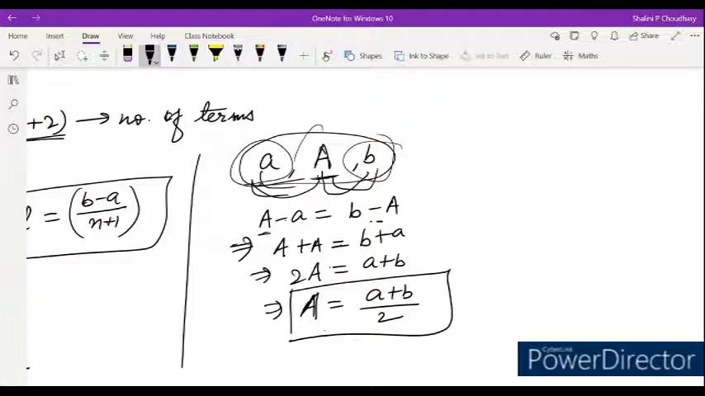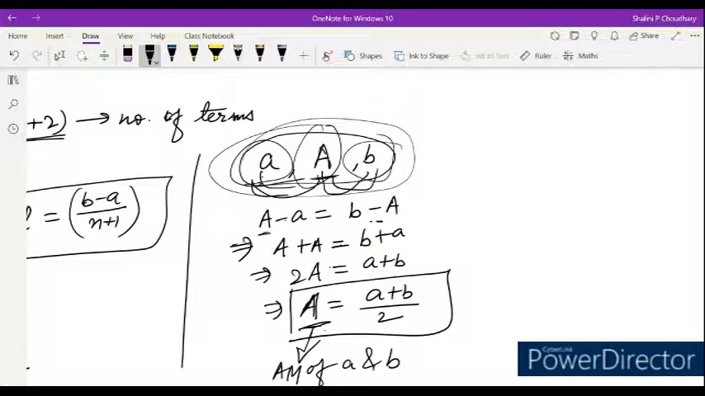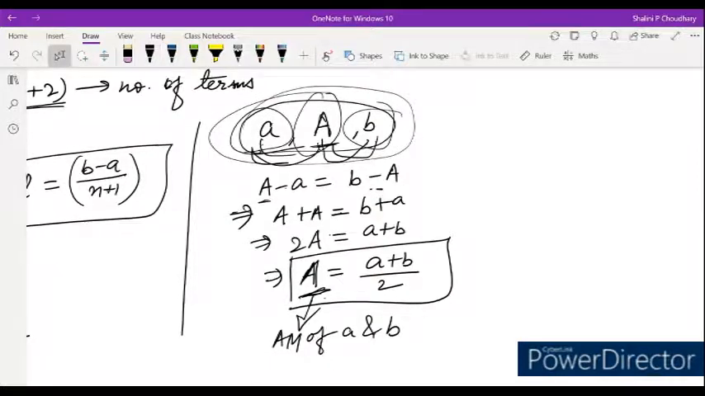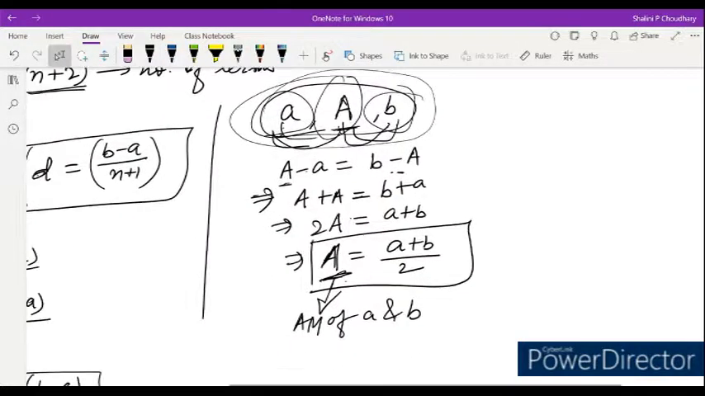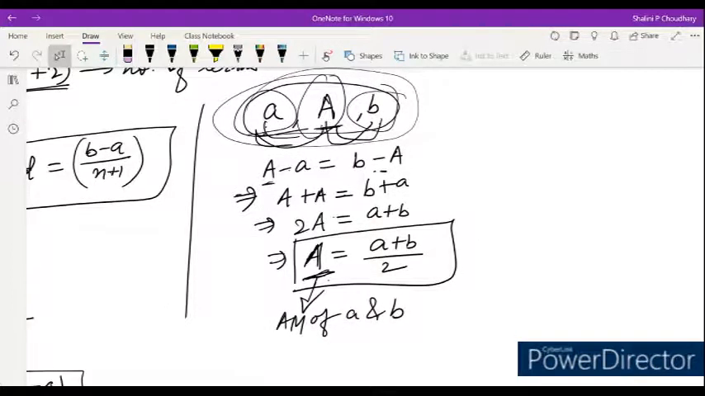Then the middle term, that is arithmetic, will be called the arithmetic mean of these two numbers A and B. It means A will be called the arithmetic mean of A and B. Why? Because this is the average. We are just adding both and dividing by 2. So this is called the average. So the arithmetic mean between two numbers A, B is their average, A plus B upon 2.